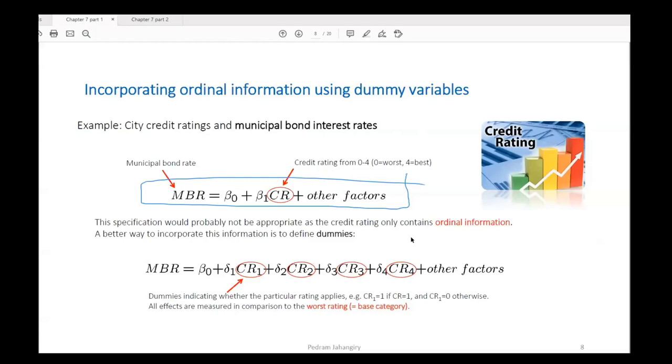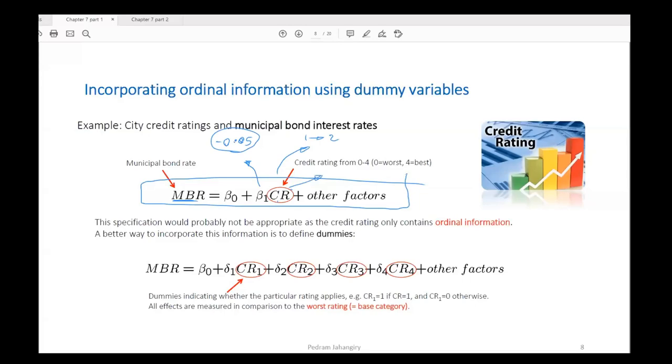Why? Let's read the regression once. We are regressing MBR, the municipal bond rate, on credit rating and some other factors. Imagine this number is negative, because the bond rate is going to be negatively related to the credit rating. The better the credit rating, the lower the interest rate. So let's say this number is minus 0.05. Again, this is not realistic for the US because 5% is huge, but for simplicity, it says that if your credit rating goes from 1 to 2, then the interest rate is going to decrease on average by 5%. Is this the right setup? The answer is absolutely no.